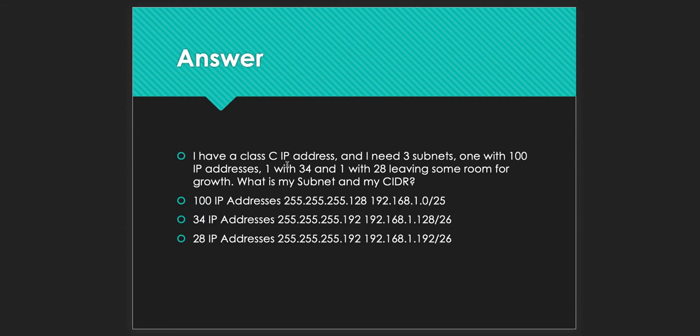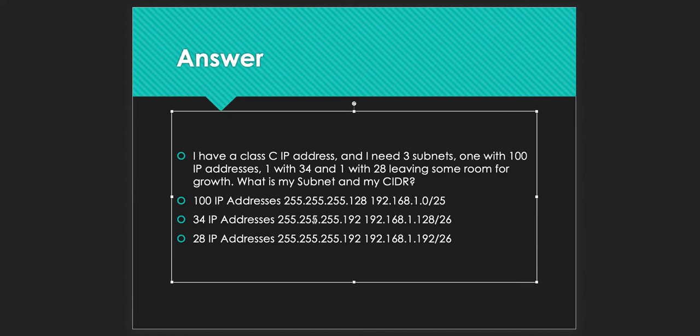So I have a class C IP address. I need 3 subnets, one with 100, one with 34, and one with 28. So 100 IP addresses, I can just split the network in half, right? So there's my 25. There's my half of my network. Then I need to split the network into 2 more. So 34. It'll leave some room for growth, right? Some room, doesn't say. So 128/26 is my CIDR, and then 192 is my other CIDR. And we'll go through how to calculate all this stuff along the way. But remember, we count bits as we move along here, right?